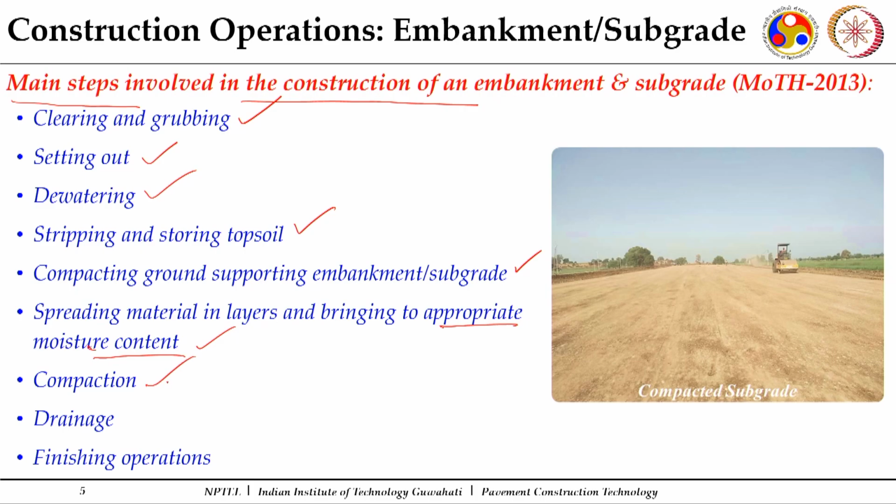Then once the material, which is spread in one layer, is brought to the required moisture content, it needs to be compacted. The layer after compaction should ensure that there is no ponding of water, because there may be a rainfall event in due course of time.